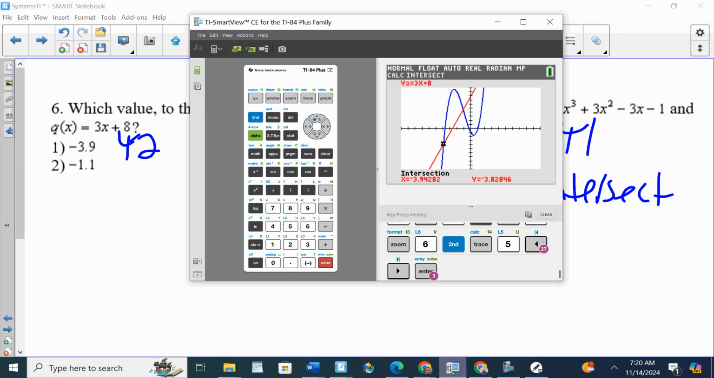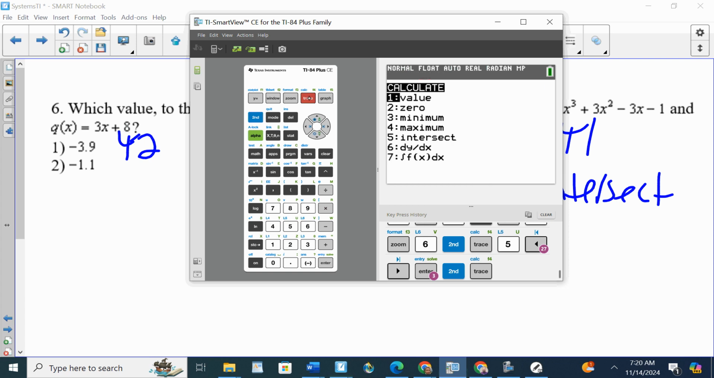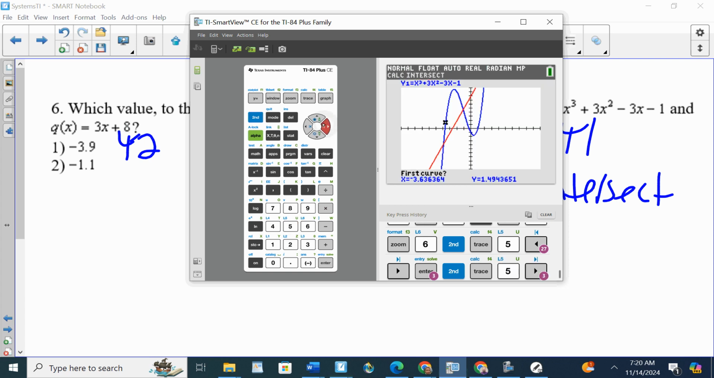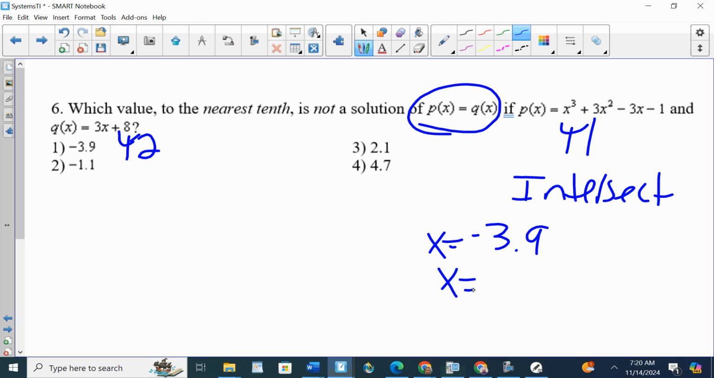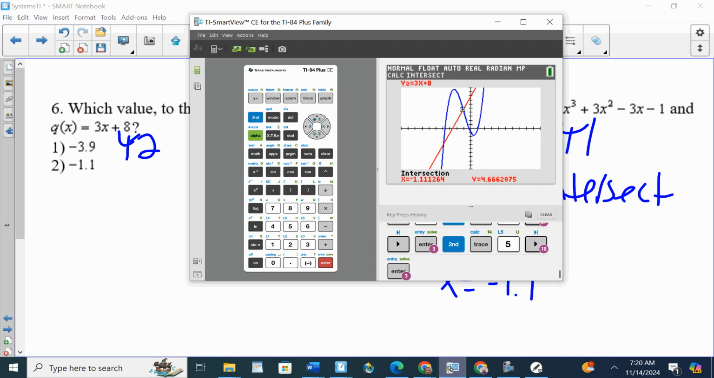I'm going to go back, second trace again, option 5 again. I'm going to move to the next. Enter, enter, enter, negative 1.1. Now, I can see that it's going to intersect again. So there's two options for this, and I think they're both good to know.